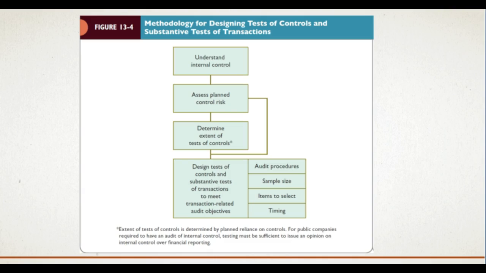Here, we have an illustration of the methodology used to design tests of controls and substantive tests of transactions. We previously discussed the steps in the first three boxes in Chapter 12. The audit procedures include both tests of controls and substantive tests of transactions, which vary depending on assessed control risks. When controls are effective and control risk is assessed as low, auditors put heavy emphasis on tests of controls. Some substantive tests of transactions will also be included. If control risk is assessed at maximum, only substantive tests of transactions will be used by the auditor, assuming the audit is of a smaller public company or a non-public company. You can find Figure 13-4 on page 420 of your textbook.